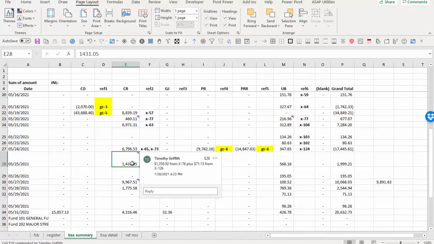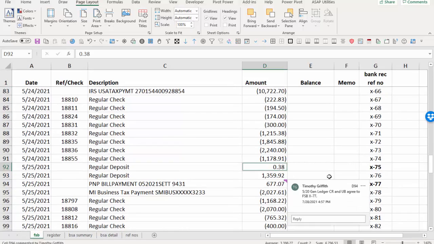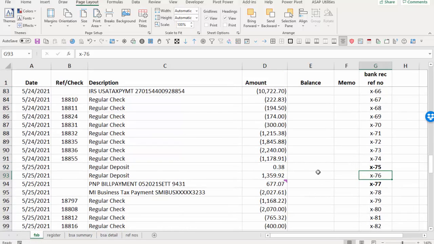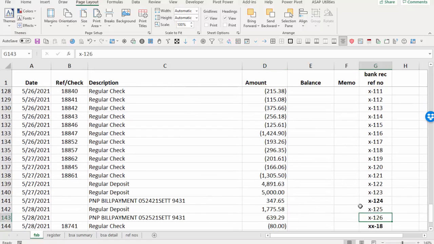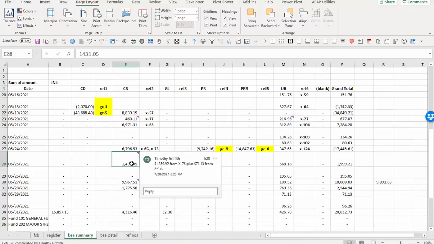On May 25th, we have $1431.05 as in-person payments. That is actually 2 amounts from the bank, $1359.92 from X76 and $71.13 from X126. So it's this amount and this amount. So we'll put both of those reference numbers.